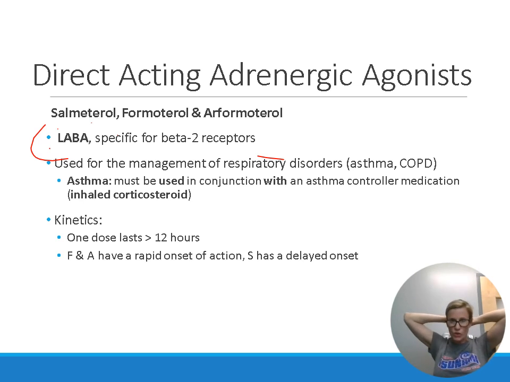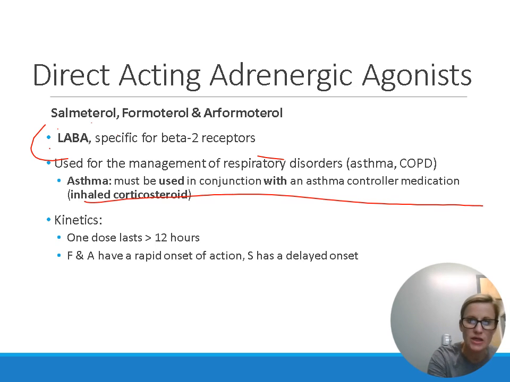These are also used for the management of respiratory disorders, including asthma or COPD. They are a mainstay of treatment for COPD. When we look at the treatment of asthma, the major component of chronic asthma therapy is an inhaled corticosteroid. So if patients are on LABAs, long-acting beta agonists, they should be used in conjunction with an inhaled corticosteroid.